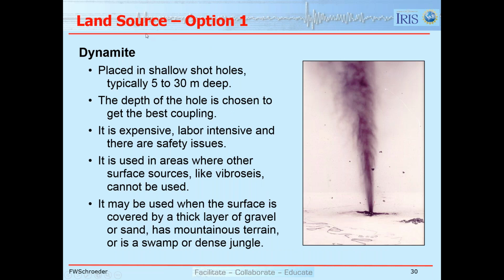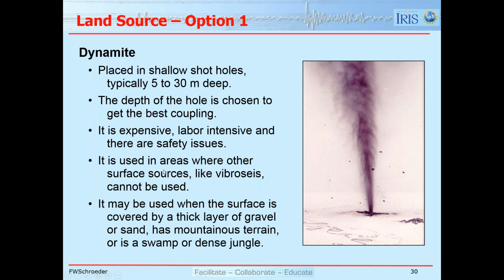One option for land sources is to use dynamite. We have to drill shallow shot holes 5 to 30 meters deep. So that increases the expense of using dynamite because we have to have equipment to drill the holes. The depth of the hole is chosen based on where we would get best coupling between the explosion and the subsurface. It is expensive, it's labor intensive, and there are safety issues because there are people that are not geoscientists that would use dynamite for purposes other than collecting reflection seismic data.